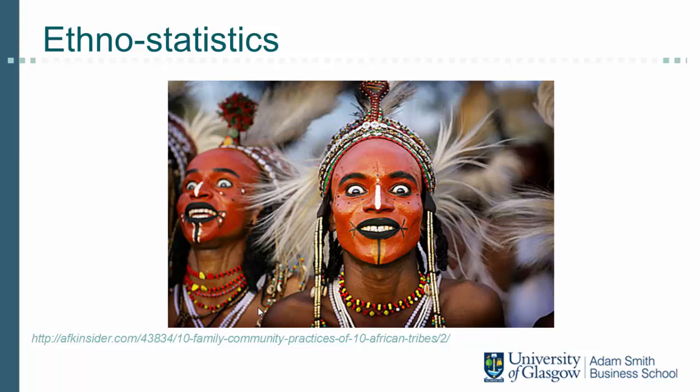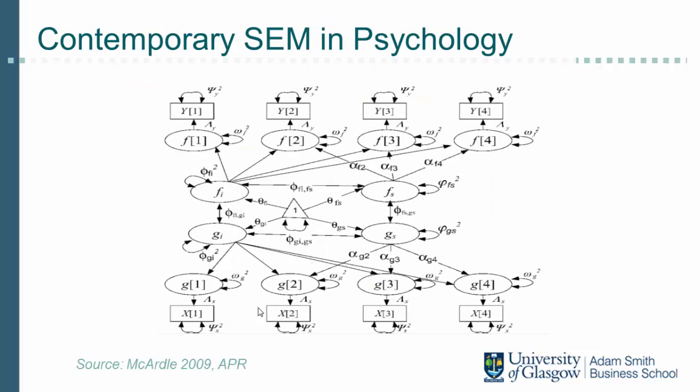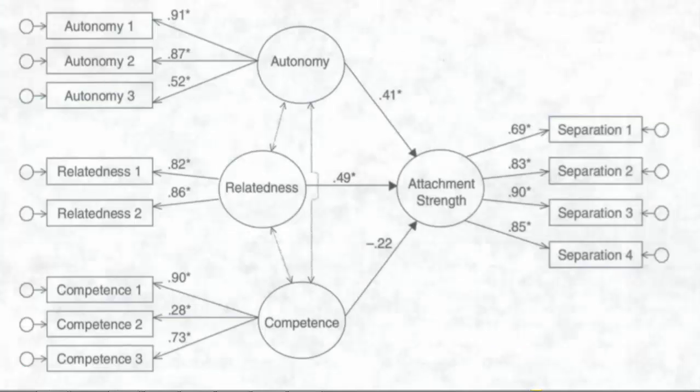Let me explain this principle of ethnostatistics, that is, statistics that is found within particular research cultures, using the example of structural equation modeling. Here is the first ever structural equation model presented by Wright in the Journal of Agricultural Research in 1921. This is where it all started. Here is another example, this time from Contemporary Psychology and McArdle's article from 2009. And finally, here is a contemporary example from marketing, Thomson's treatment of human brands, published in the Journal of Marketing.